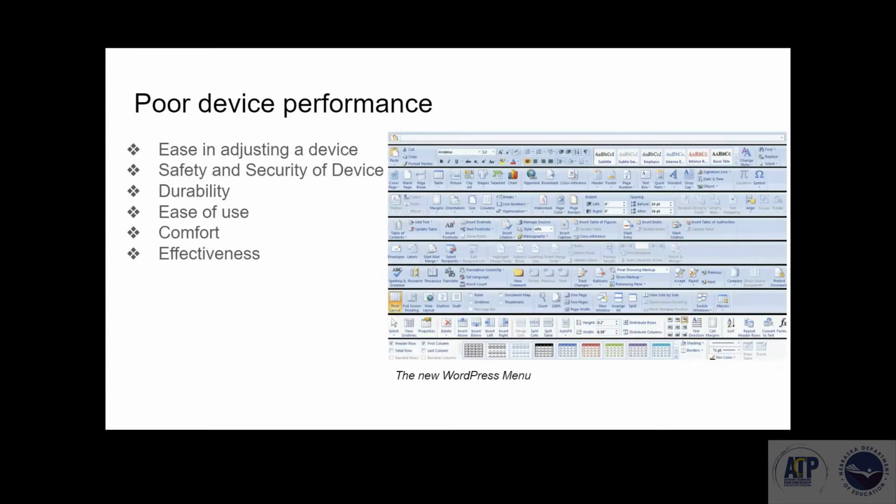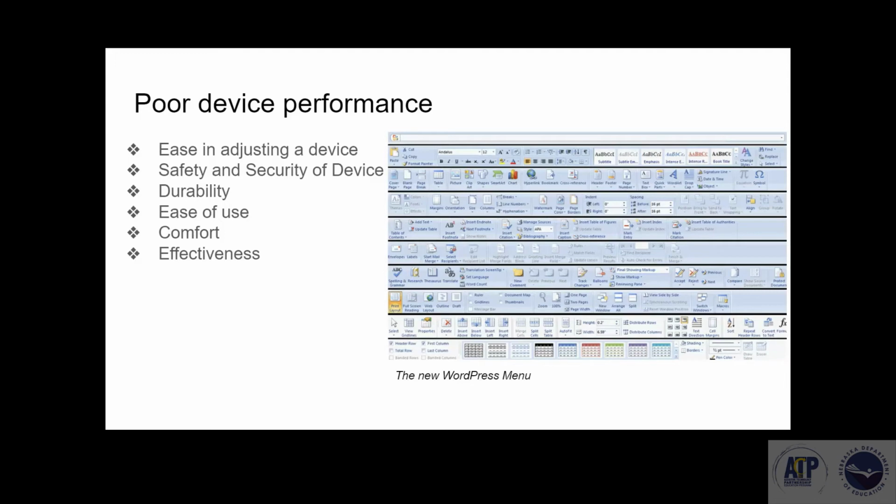There's also the idea of having poor performance of the device. There are devices that have a lot of knobs and whistles and customized settings, but we have to think, how easy is it to adjust and make all of those things work? Looking at this here, this was the new WordPress menu. Somebody had posted this online and I thought, okay, this is a good example, because I bet if I sat down and worked on this program for a while, I would know where the things I wanted are, and I would know how to change them.